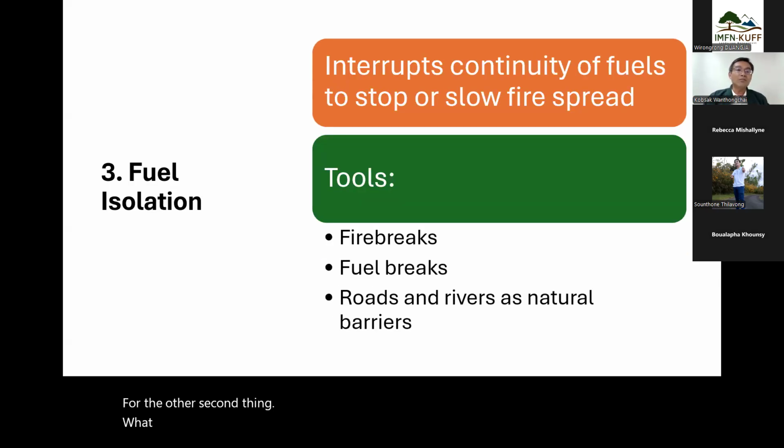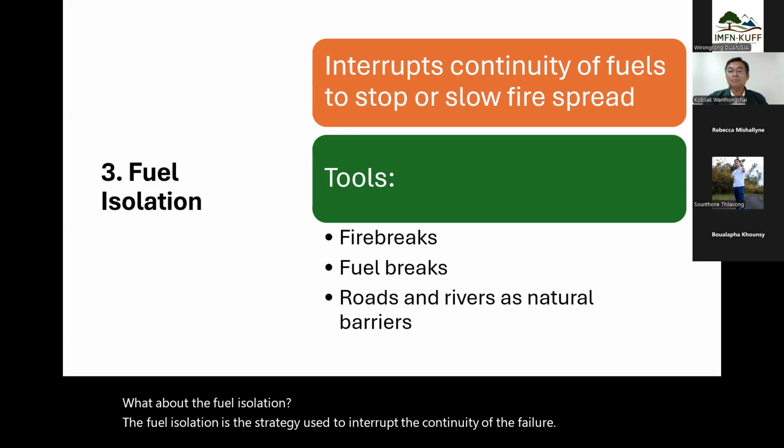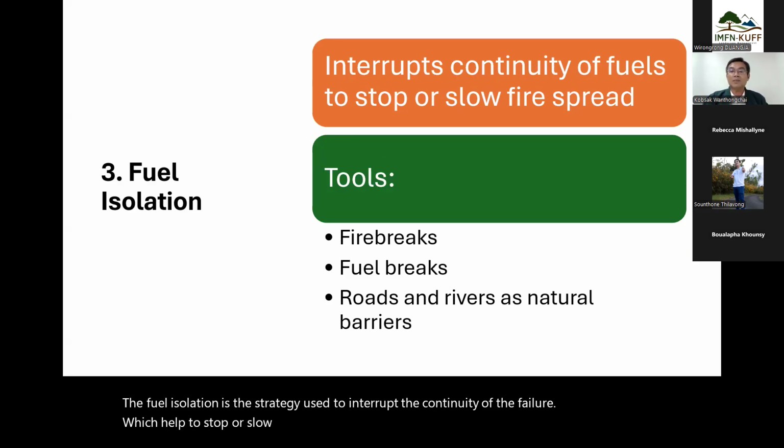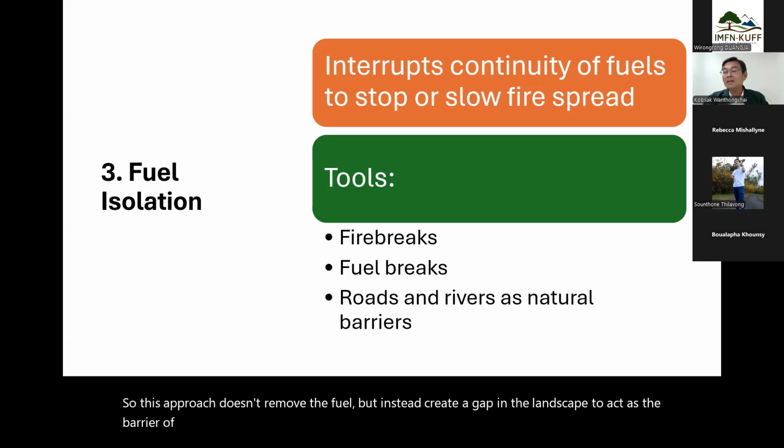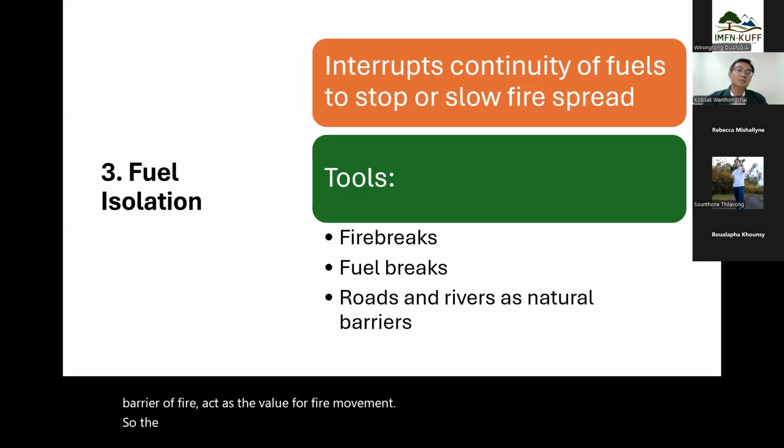What about fuel isolation? Fuel isolation is the strategy used to interrupt the continuity of the fuel, which helps to stop or slow the spread of wildfire. This approach doesn't remove the fuel, but instead creates a gap in the landscape to act as a barrier for fire movement. The key tools for fuel isolation include fire breaks, fuel breaks, and natural barriers.